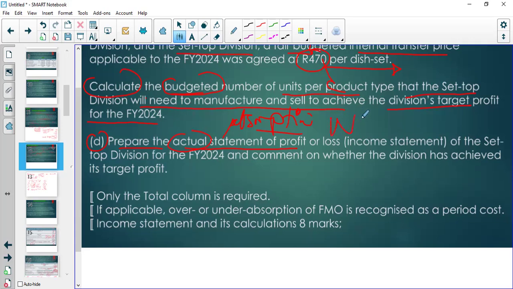And do they use the weighted average method? Do you remember that? So which means that the valuation of closing inventory will include the opening inventory values as well. Right? So things that you would have alerted yourself when you saw that it's absorption costing, it's the weighted average. And they want this for the set-top division for the financial year 2024, and comment on whether the division has achieved its target profit. And I've said to you, you always get a mark for commenting, right? Whether your answer is wrong, but you comment, and your comment should be in line with the answer that you got. Okay.